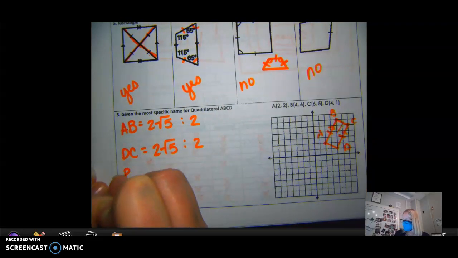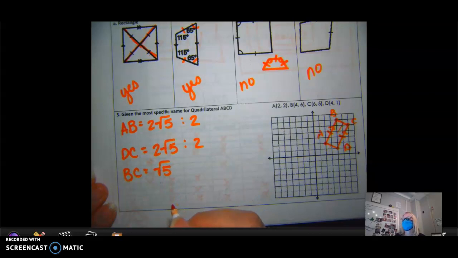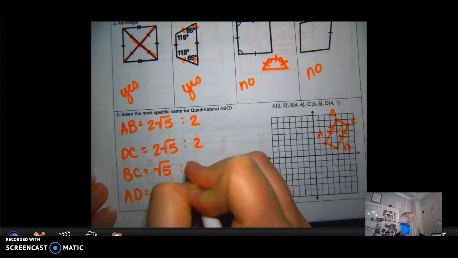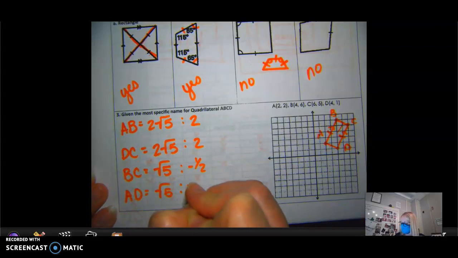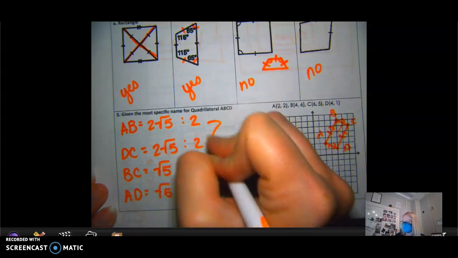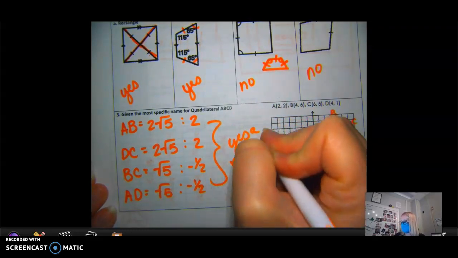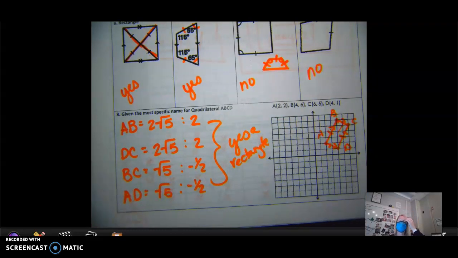Okay, BC, someone who found the length of BC, what'd you get? Okay. Square root of 5, is that right? Okay. AD, what'd you get? What's the slope? And the slope of this guy. So is it a rectangle? Because we have proven that the sides are all congruent and parallel.